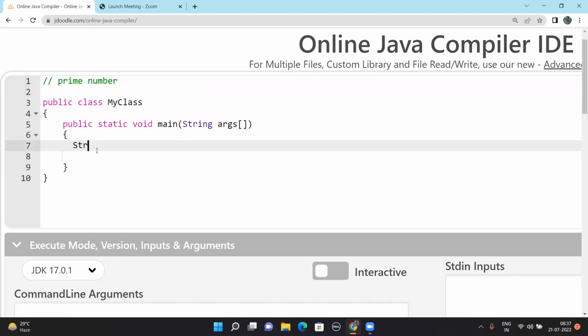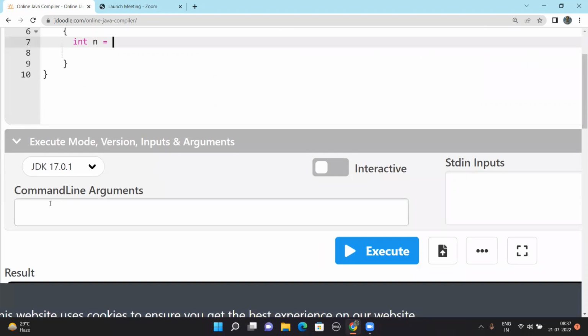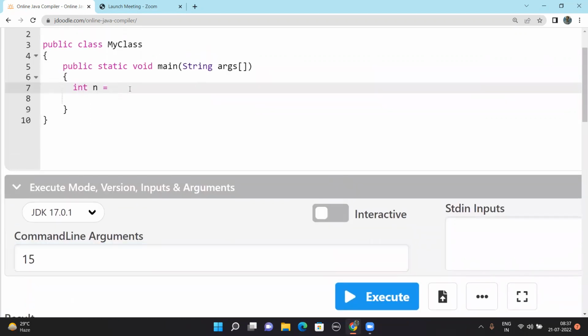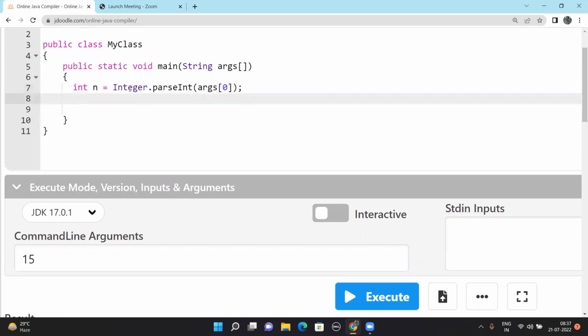We take an integer n as a command line argument. Let it be 15. 15 is not prime, so the answer will be false. This 15 is taken as args[0], which is a string, and should be converted to, or passed to, int. So this is the input for our program.